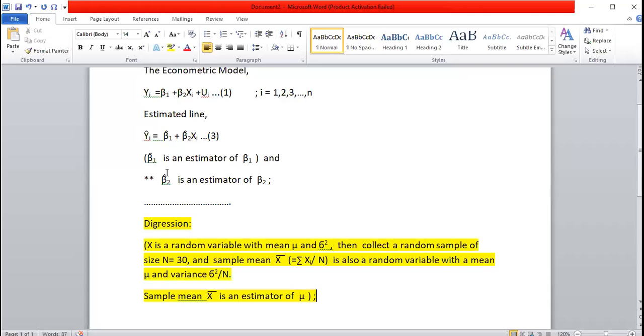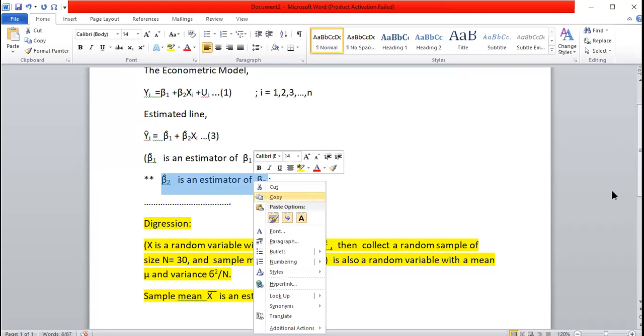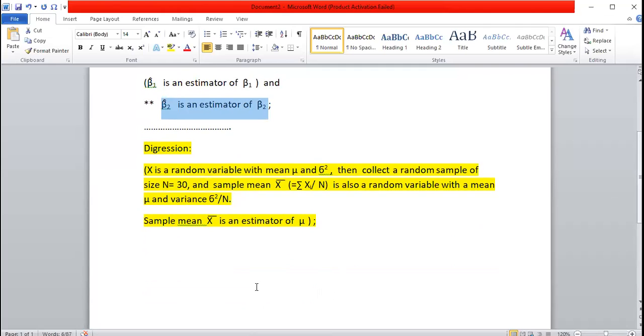Okay, now let's get back to our beta 2 hat. It is an estimator of beta 2. So what is beta 2 hat? Is it a random variable or a constant? What do you think? What do you think about beta 2 hat? It's a variant. It's a what?